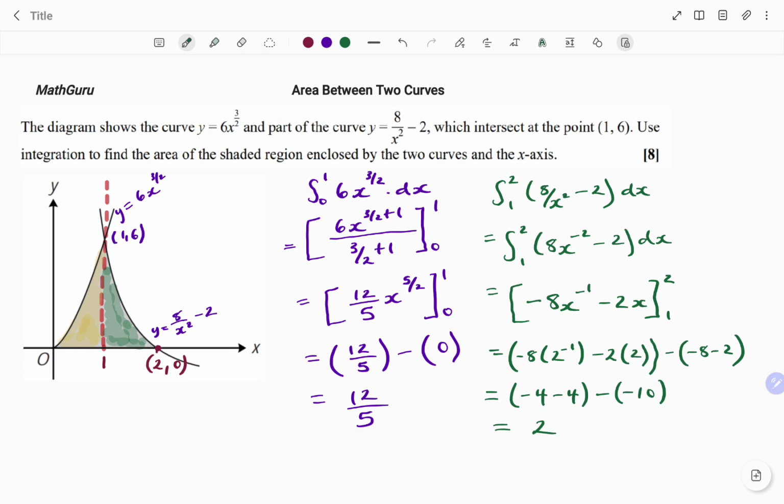So therefore, to find the area between the two curves, I'm going to add the two values together. So I have therefore my area equals, I'm going to add my 12 over 5 plus my 2 to cater for the two regions. So I have 12 over 5 plus 2, which is equal to 22 over 5 square units.